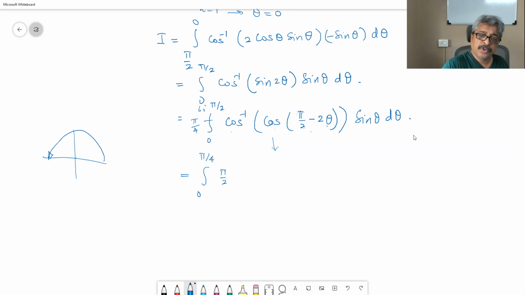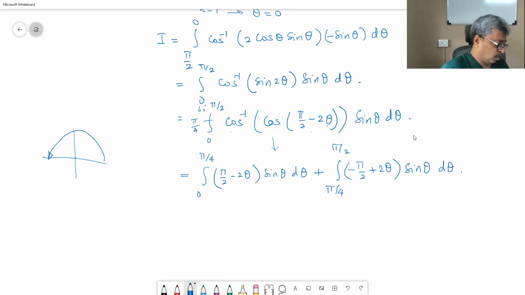We will get integral of pi by 2 minus 2 theta, sin theta d theta, plus integral pi by 4 to pi by 2, exactly opposite, minus pi by 2 plus 2 theta, sin theta d theta. Check whether this is correct. Why is it opposite? You need to know, because of the domain consideration of cos inverse.